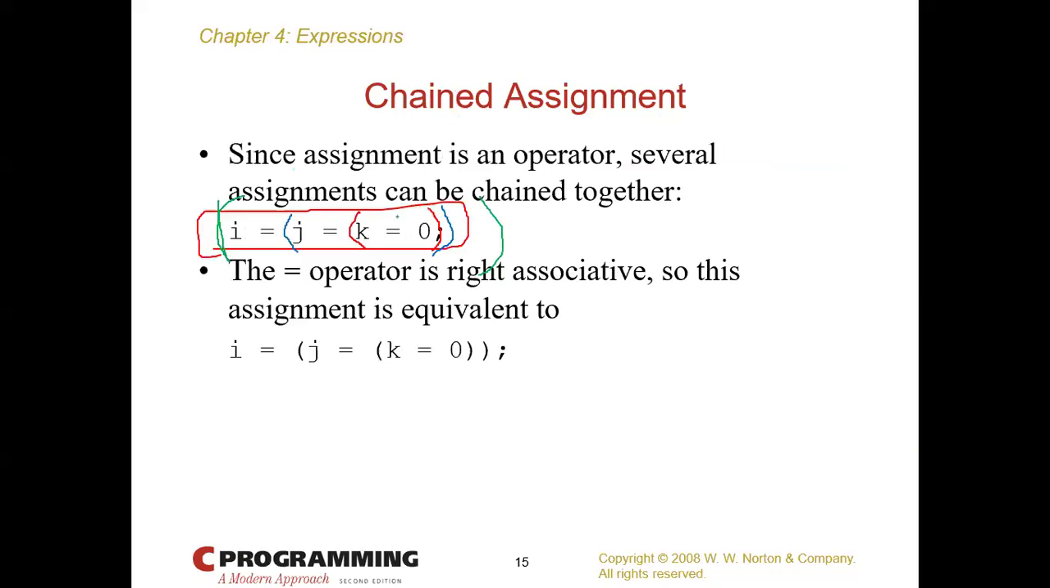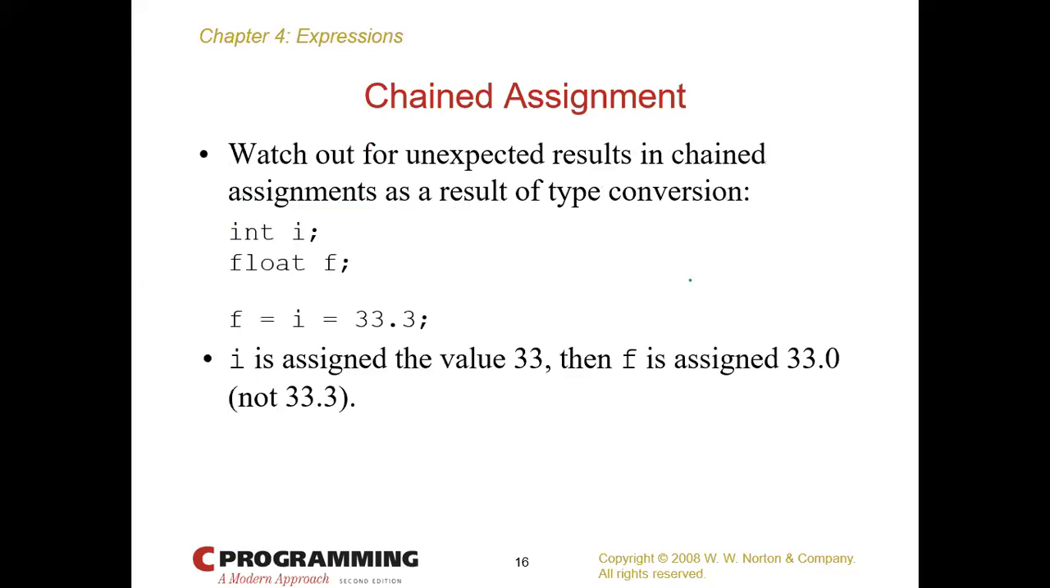Okay, so this is chaining. The assignment operator is right associative. So this assignment is equal to this. It's the same thing as what we wrote, except that we had an extra parenthesis. Watch out for unexpected results in chained assignments as a result of type conversion.